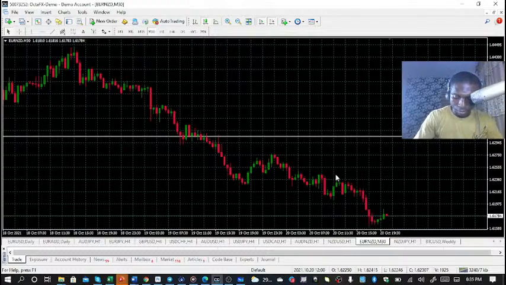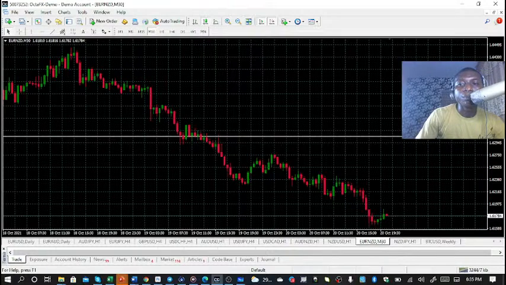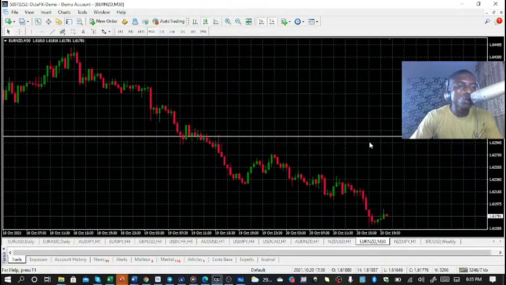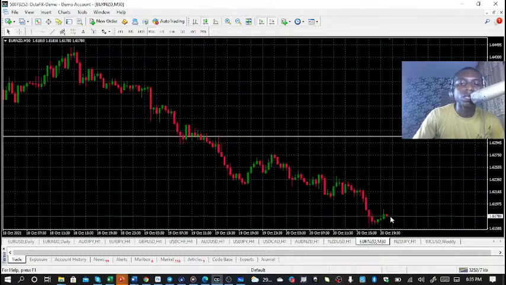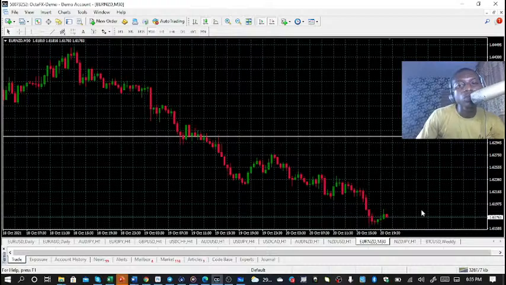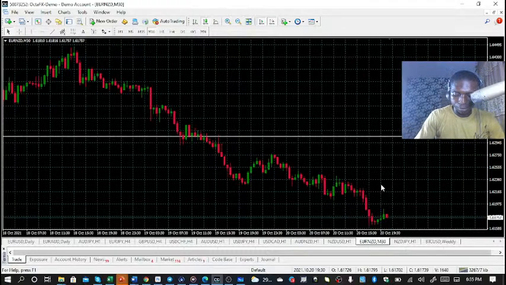So if you buy a currency at this level, and the price goes down, you'd lose your position, right? If you buy a particular currency and it keeps going up, you make money, right? If you sell a particular currency and it keeps going down, you make money. But the moment you buy and it goes against you, you lose the position, you lose the trade.